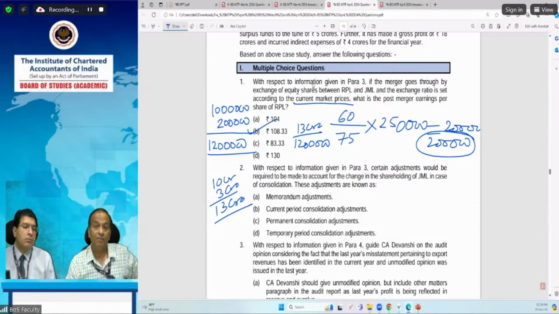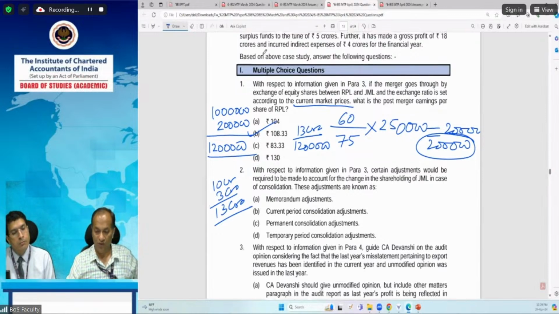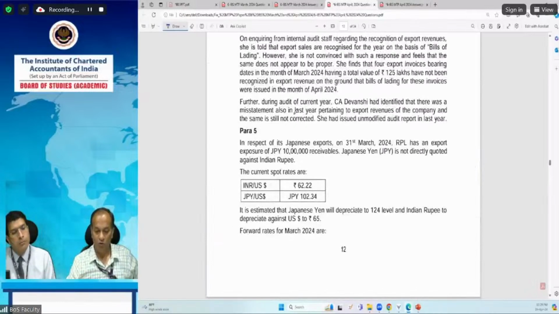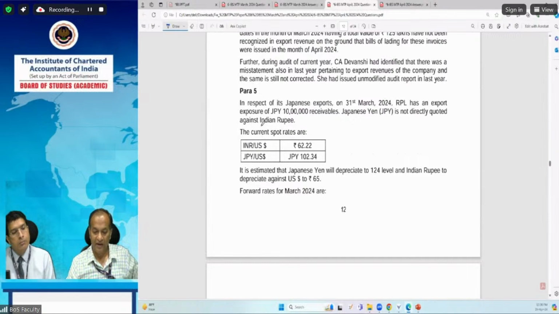So students, my request to you: whenever this type of question comes in the examination, don't try to do it on your own guess or only with calculator working. Just do some working in the rough work as well. Now I am coming to MCQ 5. This MCQ 5 is basically based on para number 5. Since it is a company doing export or import, this para is in the context of export.